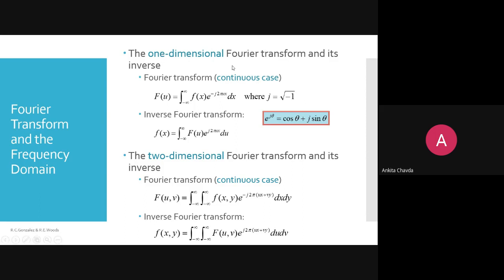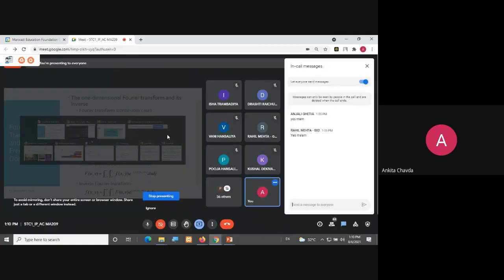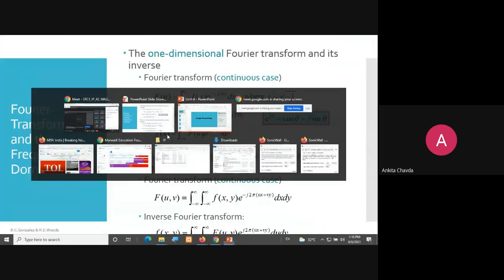If it is the one-dimensional Fourier transform and its inverse, here you can check the Fourier transform formula. Every time you need to write the notes, you need to make the notes over here, right? Otherwise you won't get anything after that. Okay, so please write all the formulas. Please write all the formulas.